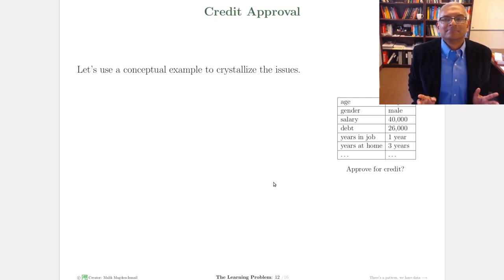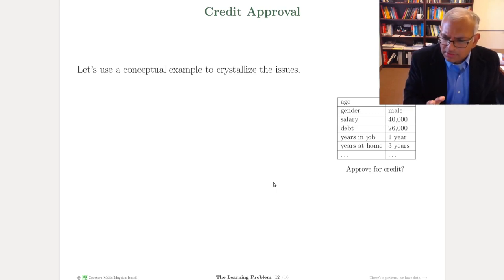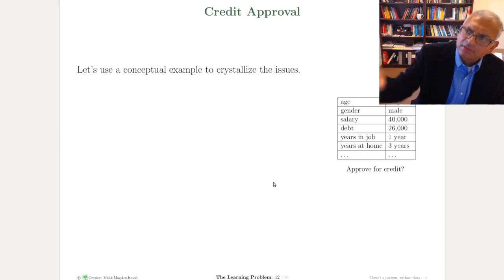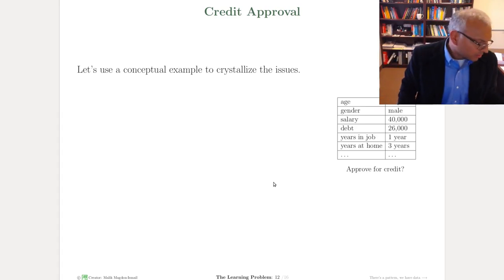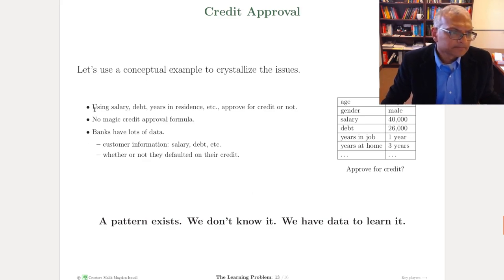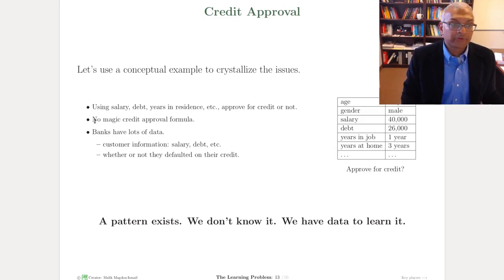Now, again, we don't care about that formula. All the bank really cares about is, when the next applicant comes, I'm going to use whatever formula you reverse engineered to say yes or no. And the only thing that matters is, was I right on that test applicant? Okay, so to summarize, we have these attributes of an applicant. We don't know a magical formula for approving credit, but we know that it exists. Okay, and banks have lots of data, so we can try to learn this formula.